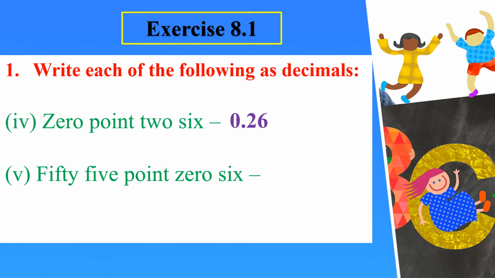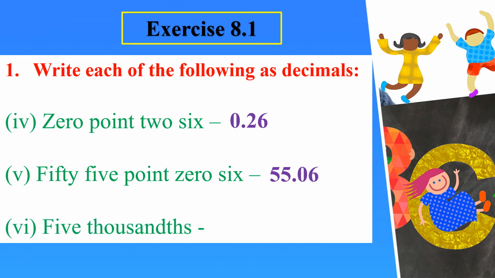The fifth subdivision, 55.06. So, 55 is the whole part and 06 is the decimal part. Therefore, 55.06. The sixth subdivision, 5 thousandths. So, the whole part is missing in this question and the decimal part is 5 thousandths. Therefore, we can represent it as 0.005.